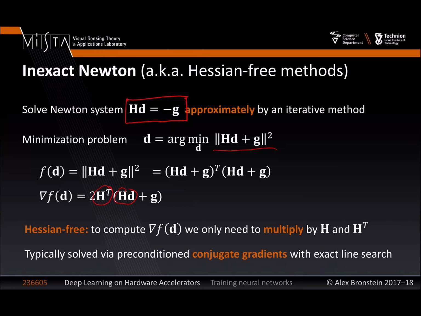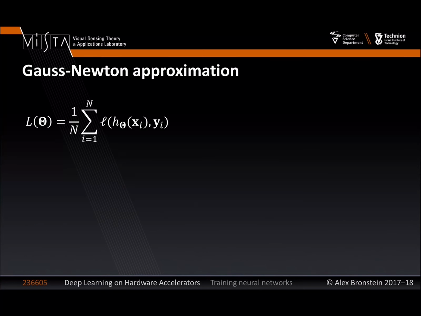It has the same complexity as gradient descent, with much faster convergence. And it also uses exact line search, which refers to how we select the step size. Here the function is quadratic, so we can have an exact closed-form expression of the optimal step size. This is called exact line search. So this is inexact Newton.